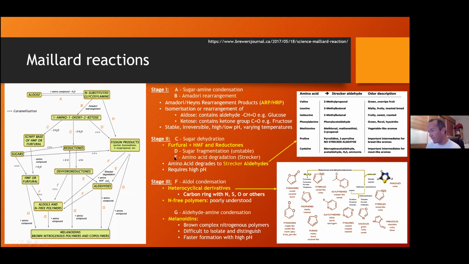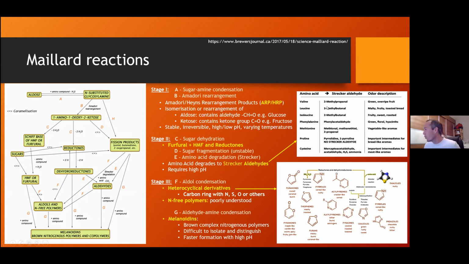This one, number E, is the important one. This is what we call Strecker degradation. And this only happens in a Maillard reaction. And for most, Strecker degradation only happens in a high pH. And this is where Maillard reaction is really very different to caramelization. And these create what we call Strecker aldehydes. And these aldehydes are quite stable.